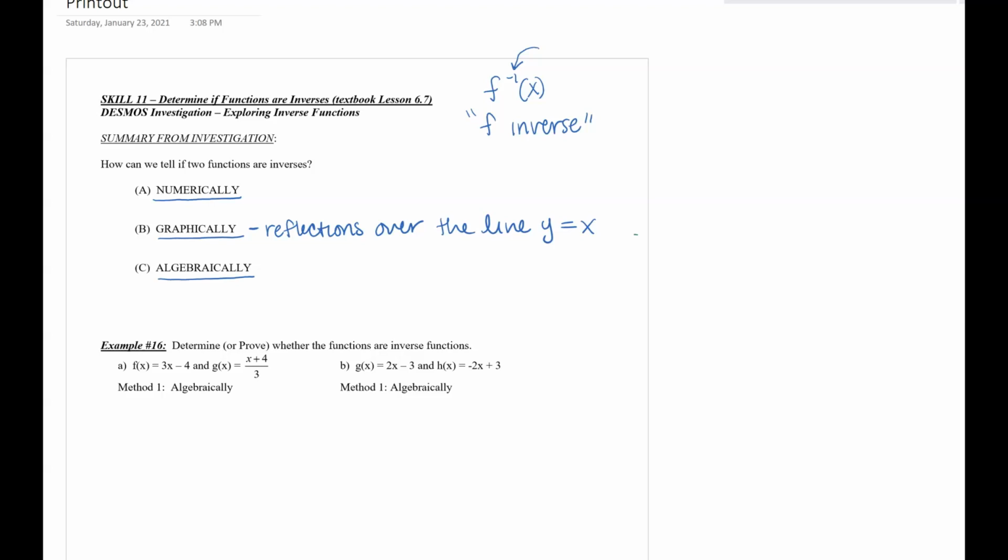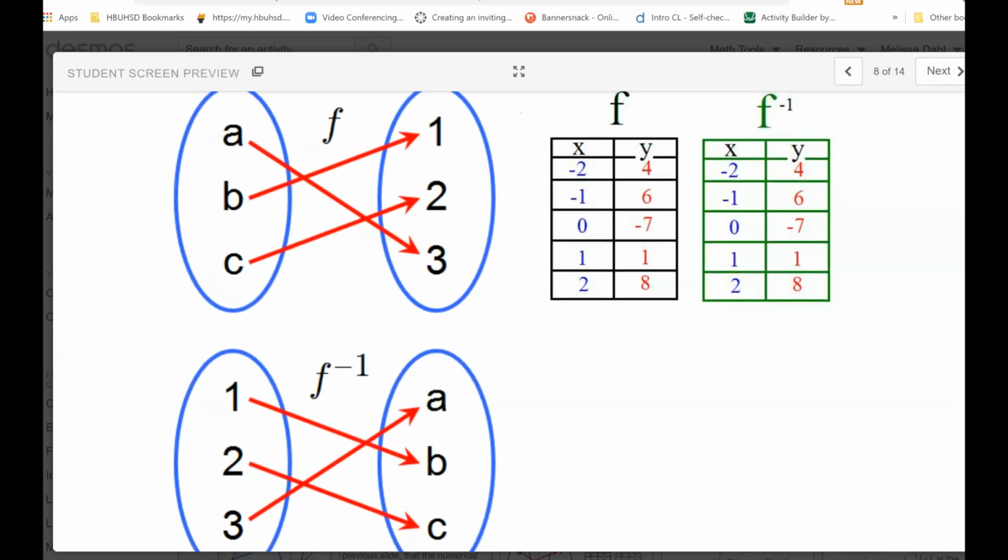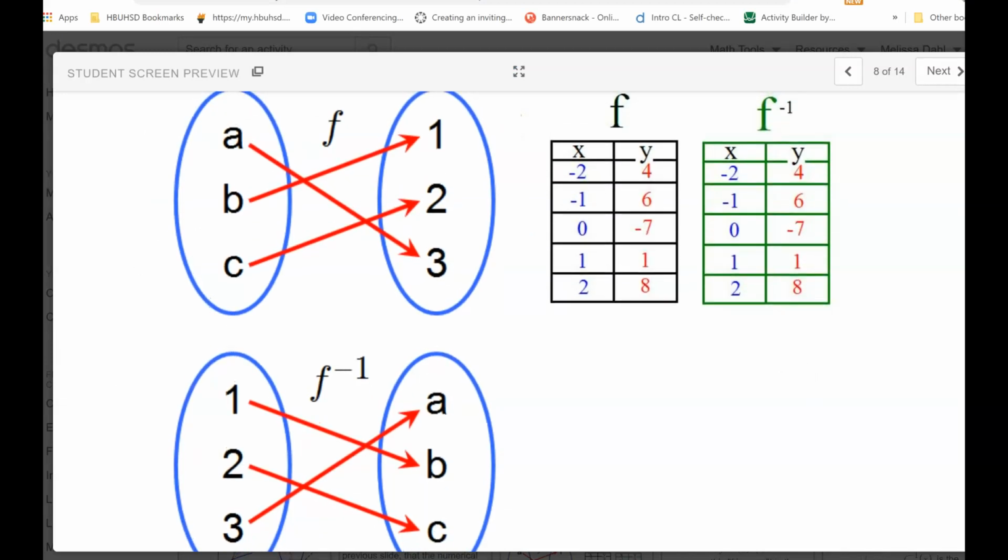The next thing we want to understand is, what does that mean numerically? How did they get that reflection over the line y equals x? What happened to the numbers, the plugging in and plugging out? I'm going to show you that relationship here. In the circles here, you see f and then f inverse. f says that if you plug in a, you get out 3. If you plug in b, you get out 1. If you plug in c, you get out 2. Look at f inverse: if you plug in 1, you get out b. If you plug in 2, you get out c. If you plug in 3, you get out a.